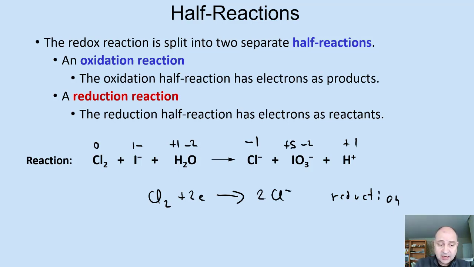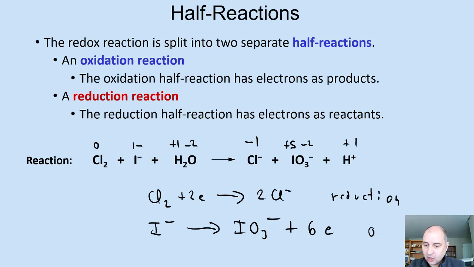The chemistry takes place between iodine and chlorine. Those are the elements that are being reduced and oxidized. So we have I minus going to IO3 minus and 6 electrons. That's the oxidation.